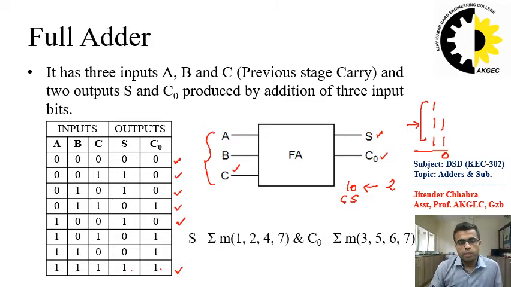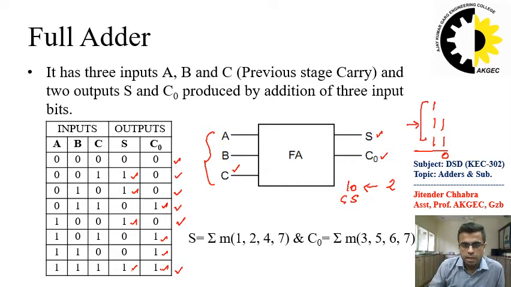We can extract the minterms from this truth table. For sum, we have the minterms 1, 2, 4 and 7. We can see it from this column. Similarly, for carry we have the minterms 3, 5, 6 and 7.